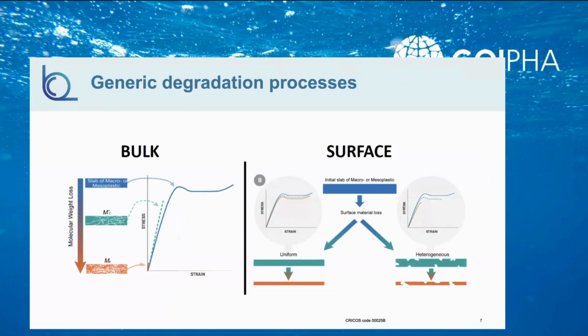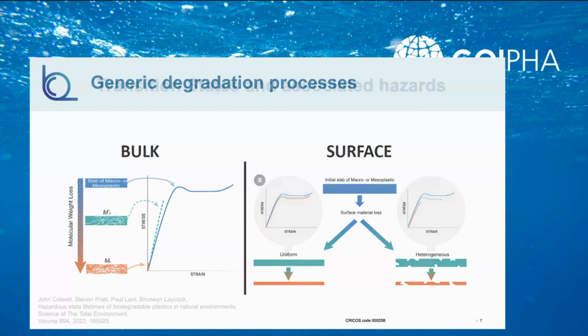So if we try and do a generic degradation process, which is what we've published in our Stoughton paper, you can see that we're really looking at the difference between bulk and surface, and you could have an initial slab of macro or mesoplastic that can either be uniform degrading, just getting thinner, or have heterogeneous faults introduced by things like surface erosion or rubbing or abrasion, and then on the left, you have decrease in molecular weight internally, so much earlier failure for those materials.